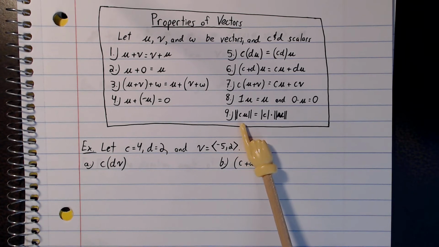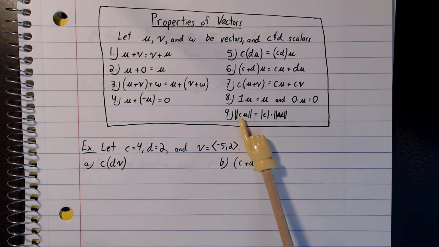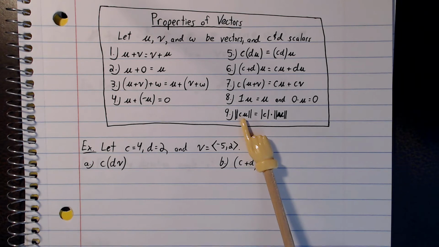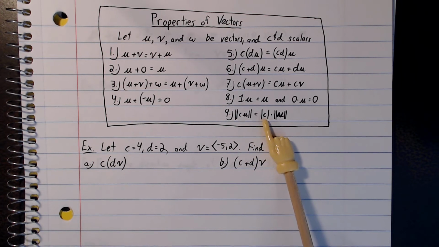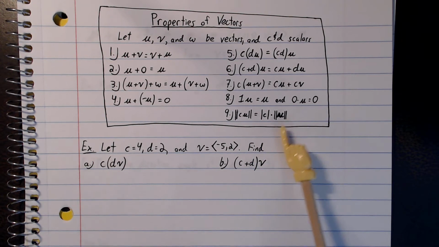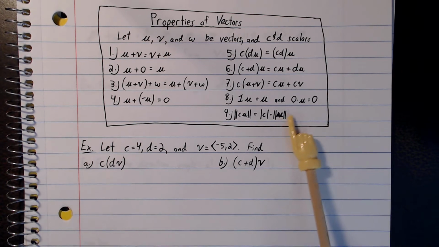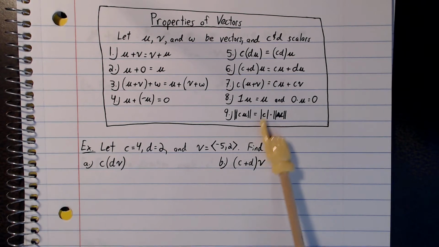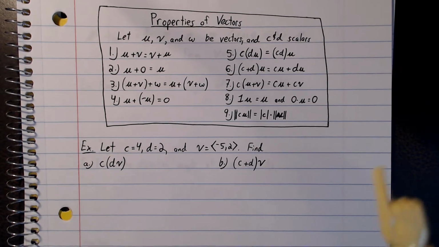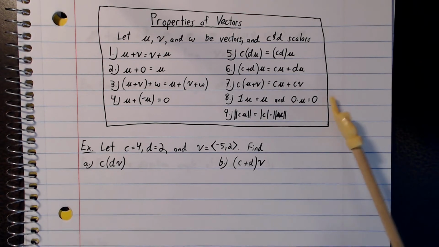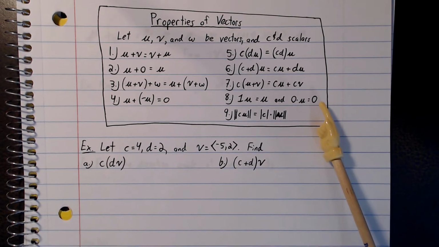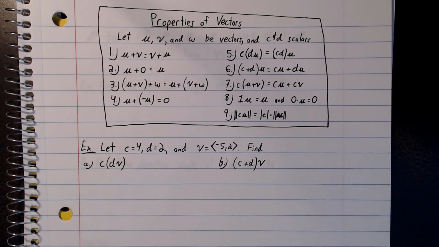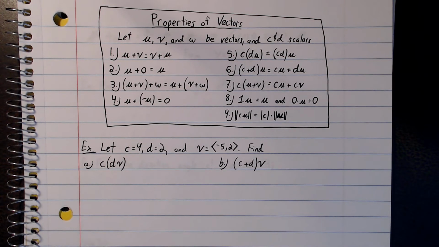And then finally, if we want to find the magnitude of a scalar times a vector, we take the absolute value of the scalar times the magnitude. So we just take the absolute value times magnitude. Pretty easy to do. So hopefully you have those written down. If not, pause the video and write them down now. We're going to try out some of these problems down here.